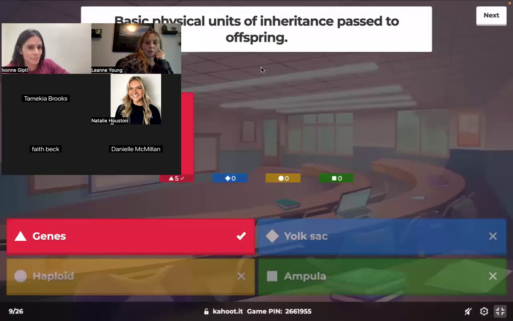Yep. Your basic physical units of inheritance that are passed to your offspring are your genes. You guys all got that right. So that's awesome.